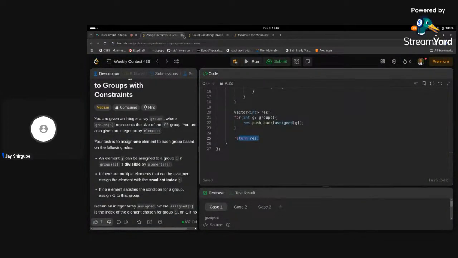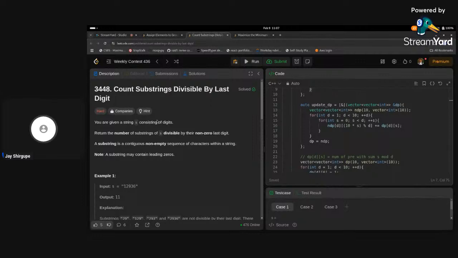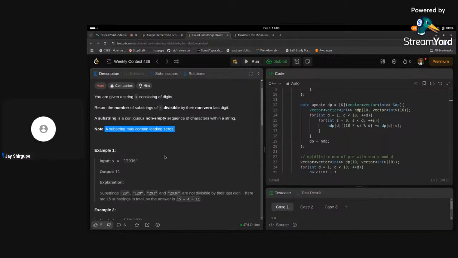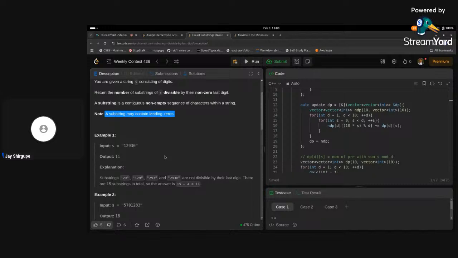So that was the second question. Let's move to the third question. The third question was count substrings divisible by last digit. In this question, we are given a string S consisting of digits, and we have to return the number of substrings of S that are divisible by their non-zero last digit. And this was the definition of substring: a continuous non-empty sequence of characters within a string. It was also possible for the substring to contain leading zeros, so it was not compulsory for it to be a valid number without leading zeros.